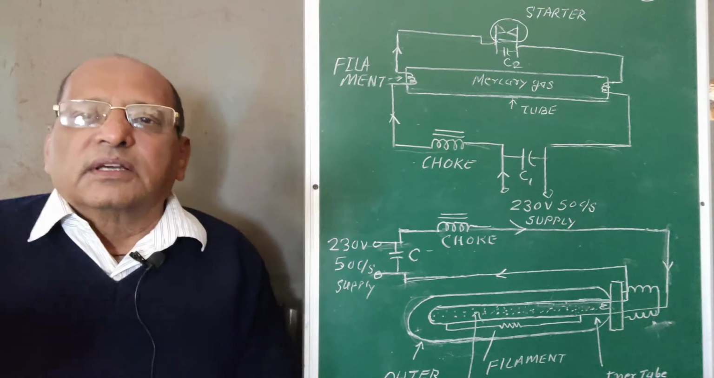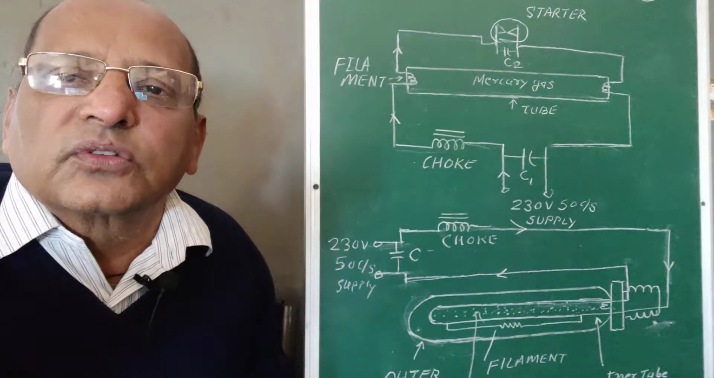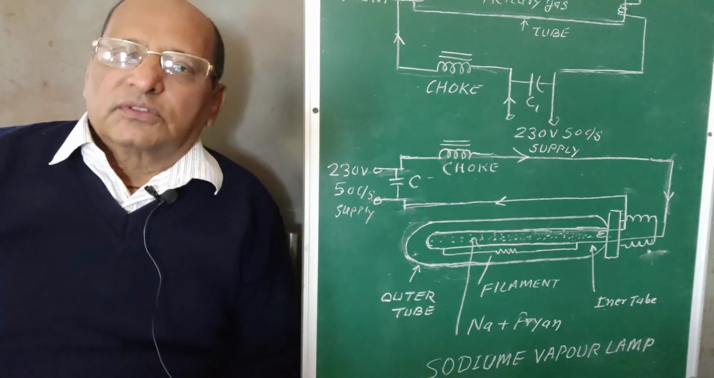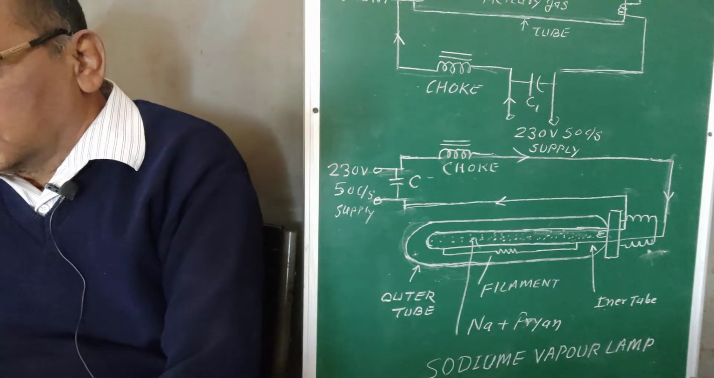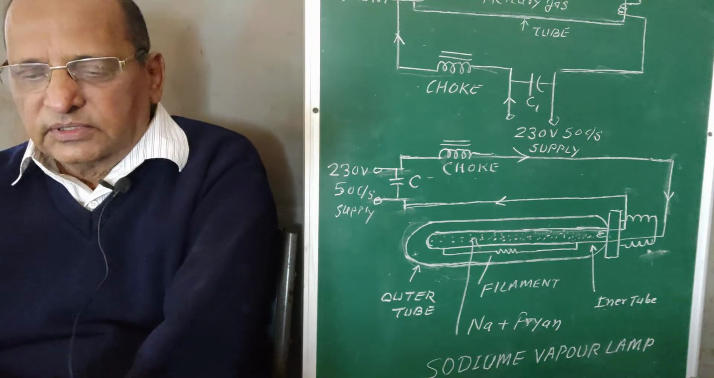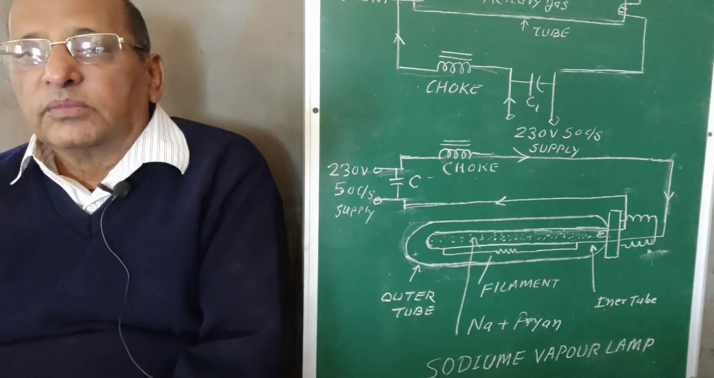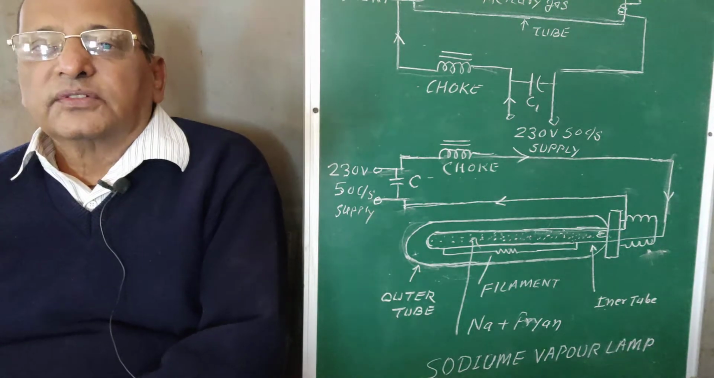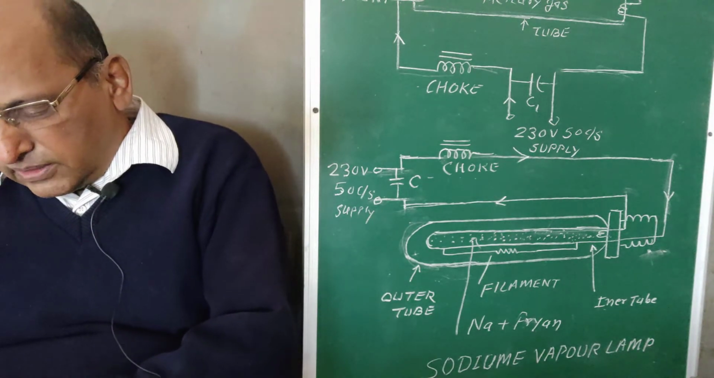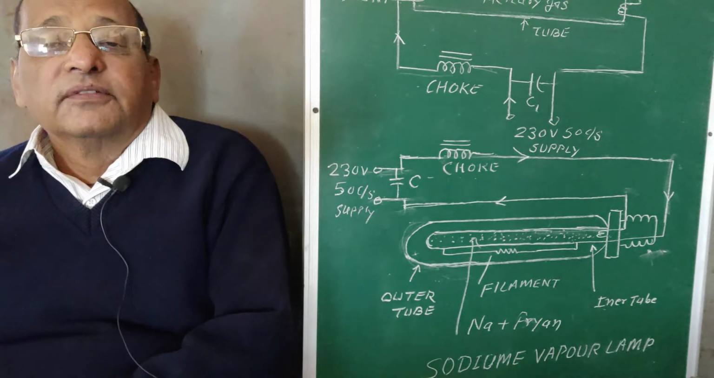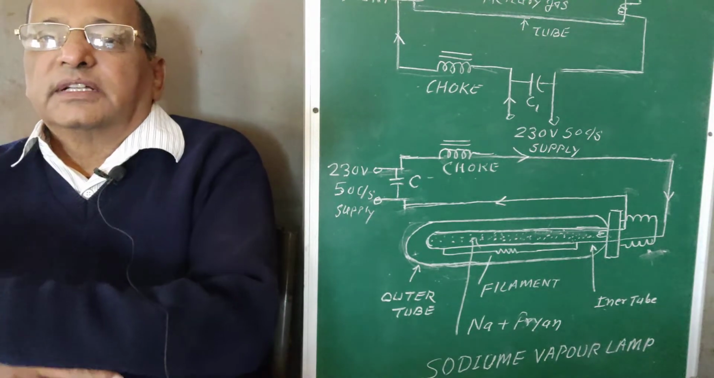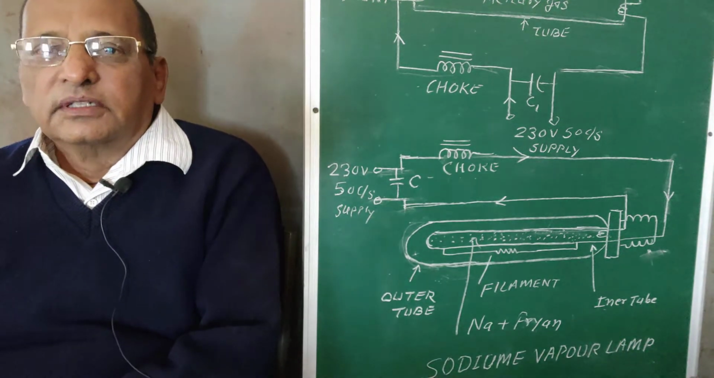The second circuit is given below it. It is a sodium vapor lamp or mercury vapor lamp circuit. If you fill it with sodium vapor, then it is a sodium vapor lamp circuit, and if you fill it with mercury, then it becomes a mercury vapor lamp circuit. This is also a combination with sodium and mercury vapor, and there is freon gas also filled in this particular circuit.